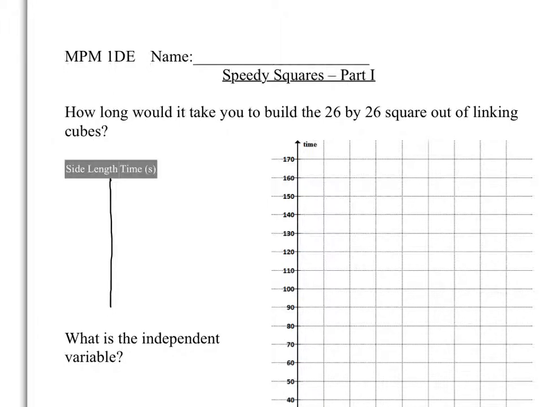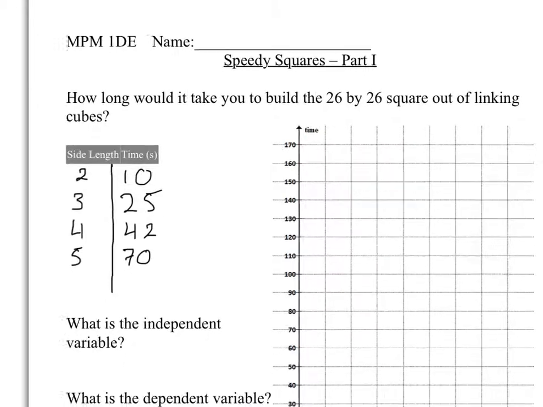So start off by making a 2 by 2 square, so squares with side length of 2, and let's just say that took, I don't know, 10 seconds. If it was a 3 by 3 square, let's say that took 25 seconds, and if it was 4, let's say that took 42 seconds. A 5 by 5 square probably took somewhere in the neighborhood of 70 seconds. But let's just go with those numbers for now.